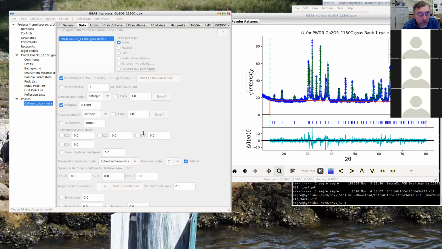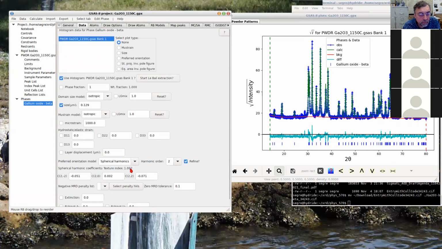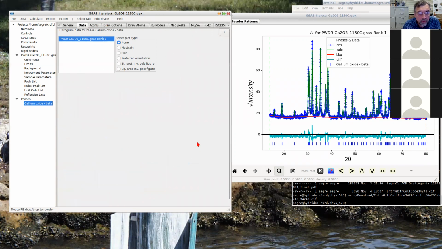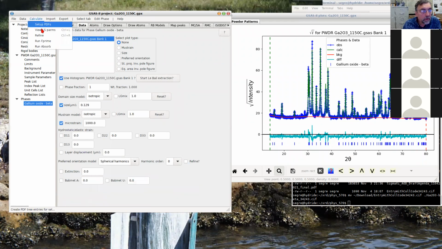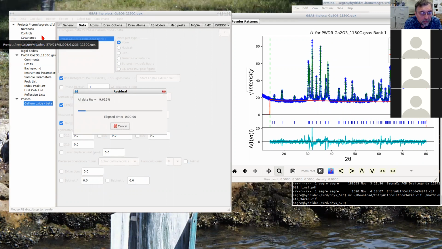So this didn't change much. And you can look at the texture value, 1.002. This means that the sample's really very random. These are very small. So I wouldn't consider this having any preferred orientation. Let's now try the microstrain. I'm going to turn this off because it didn't do us any good, and try the microstrain. See if that improves things a little bit, or if it just makes things worse.